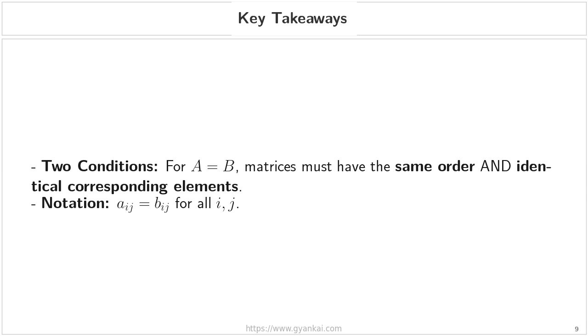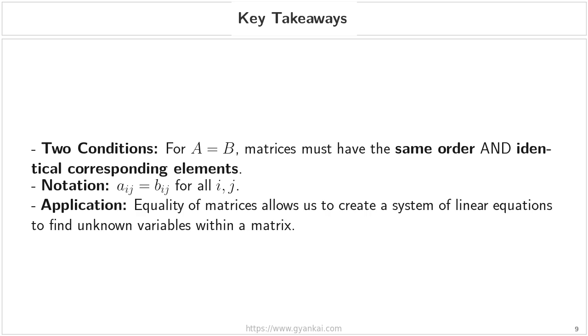In terms of mathematical notation, we express this as a sub ij equals b sub ij for all values of i and j. This is simply the formal way of stating that the element in any given row and column of the first matrix must be exactly the same as the element in that same row and column of the second matrix. Finally, let's consider the practical application.